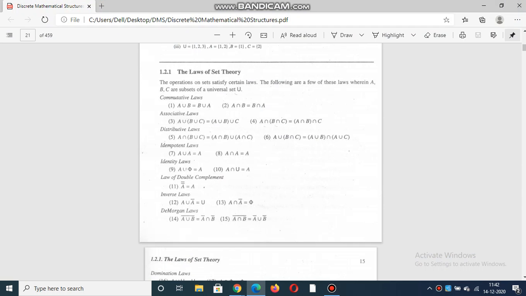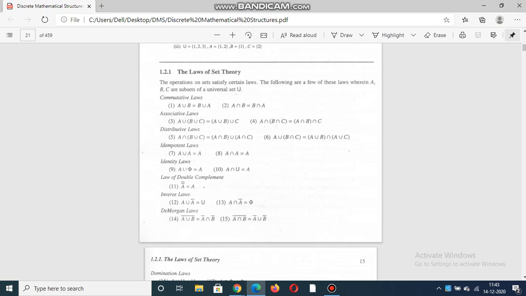Today we are going to discuss the laws of set theory. The operations on sets satisfy certain laws. The following are a few of these laws, wherein A, B, C are subsets of the universal set U. I am going to explain some of the laws in set theory. Here we refer to U as the universal set, and the remaining are A, B, C. Fine. So first, we are going to discuss the first law.